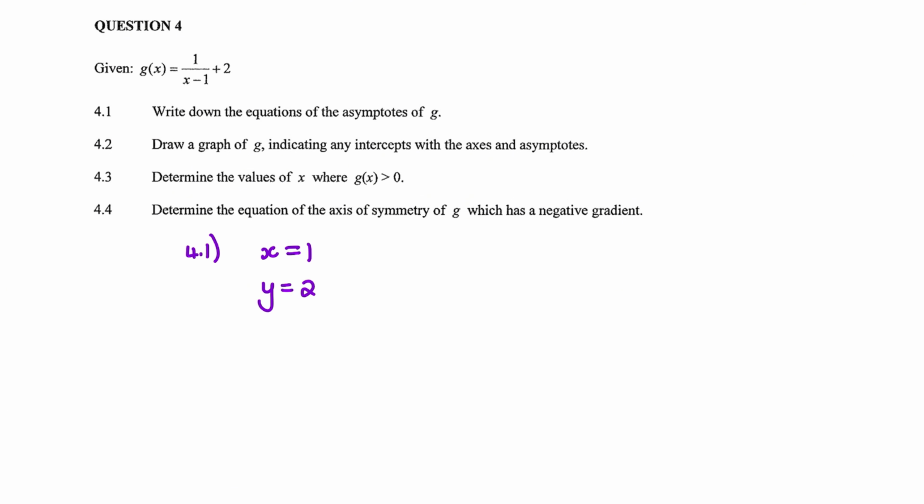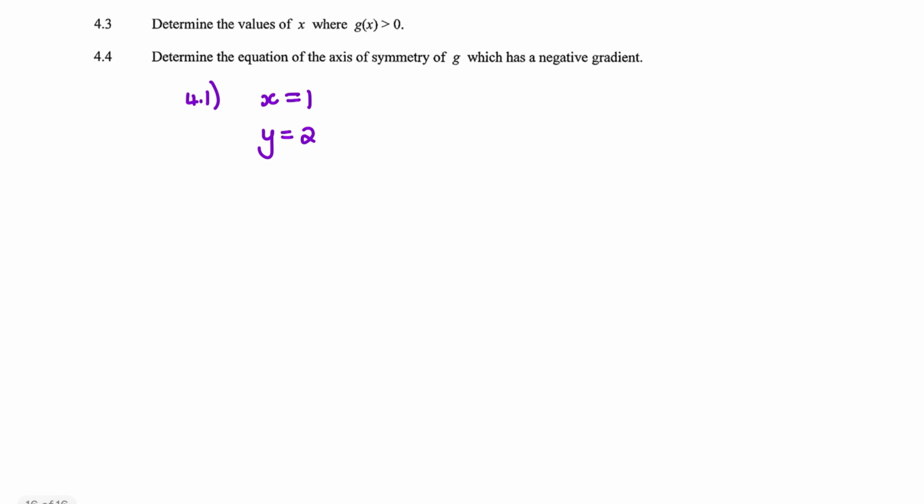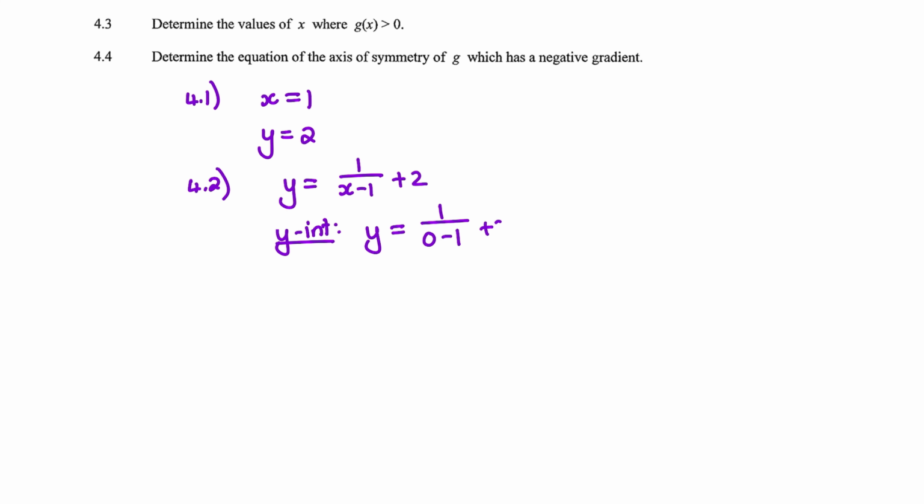4.2, draw a graph of g indicating any intercepts with the axis and asymptotes. So we already have the asymptotes, and what we want to do now is find the x and y intercepts. So in order to find the y-intercept, I will make x equal to 0, so therefore we have y is equal to 1 over 0 minus 1 plus 2, and that means that y is equal to 1 when x is equal to 0. And then for the x-intercept, we will make y equal to 0.